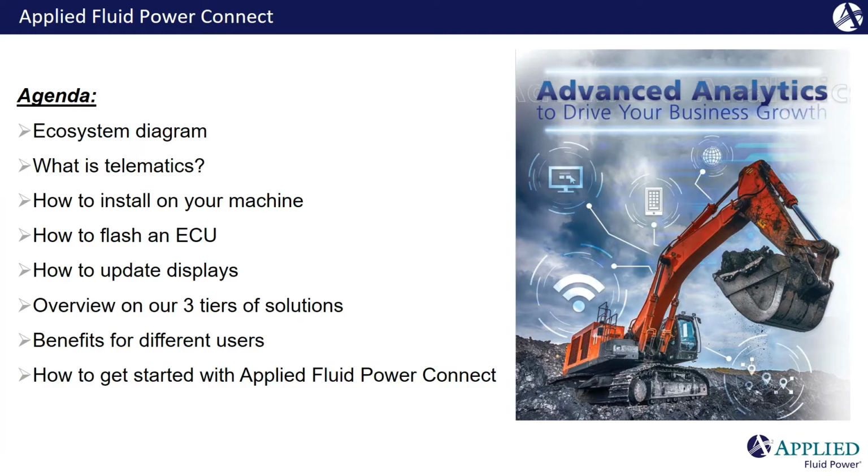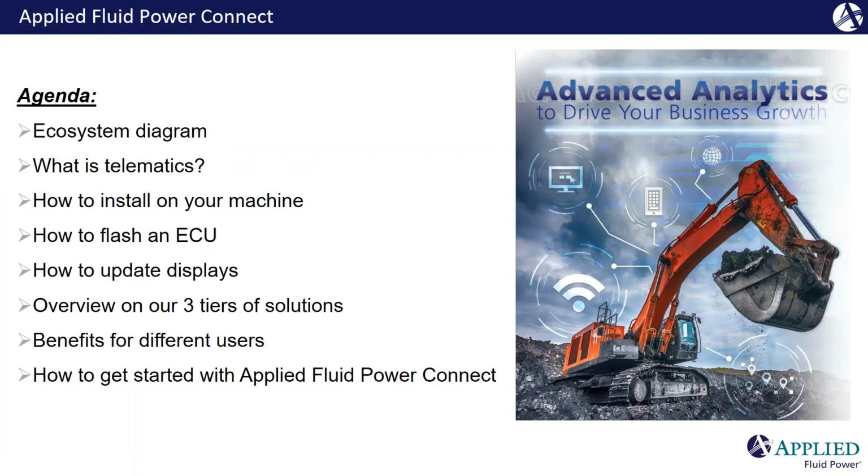So our agenda for today is we're going to talk about our ecosystem diagram. We're going to talk about what is telematics, how does telematics work at a fundamental ground level. We're going to talk about how to install our solution on your machine, whether it's an existing machine or a new machine. We're also going to talk about how we can flash ECUs or controllers that are on your machine remotely. Then we're also going to talk about how to update displays or operator machine inputs.